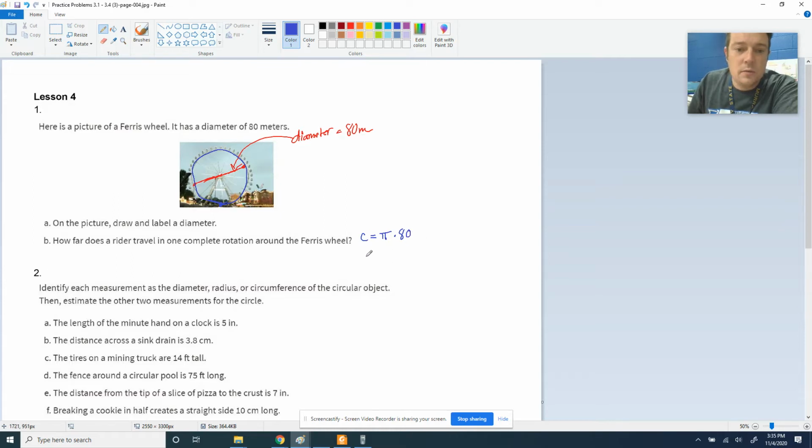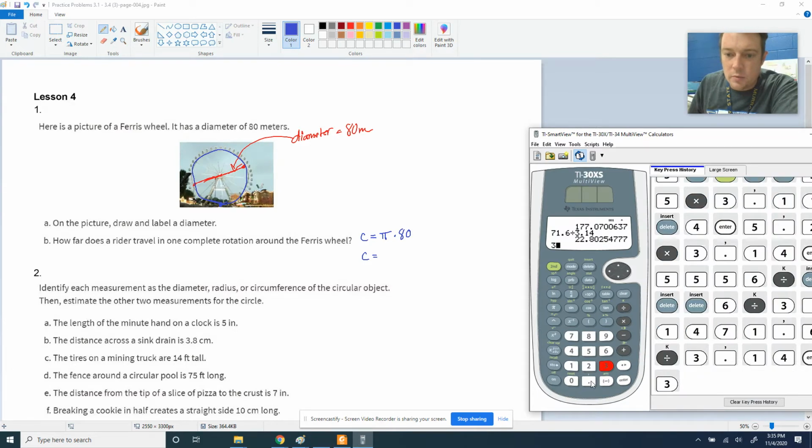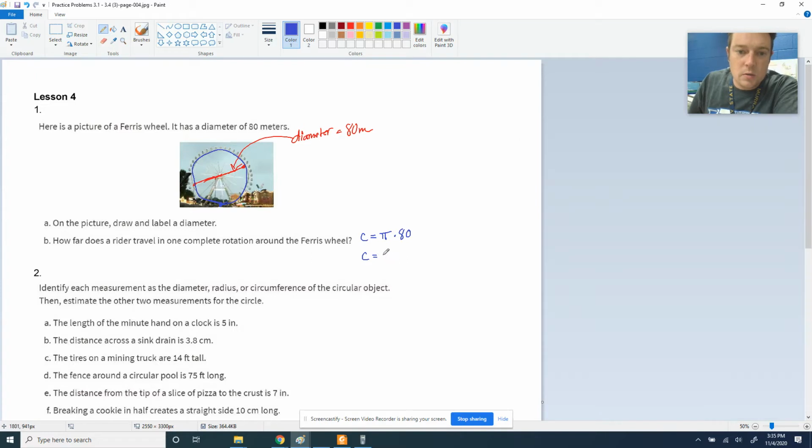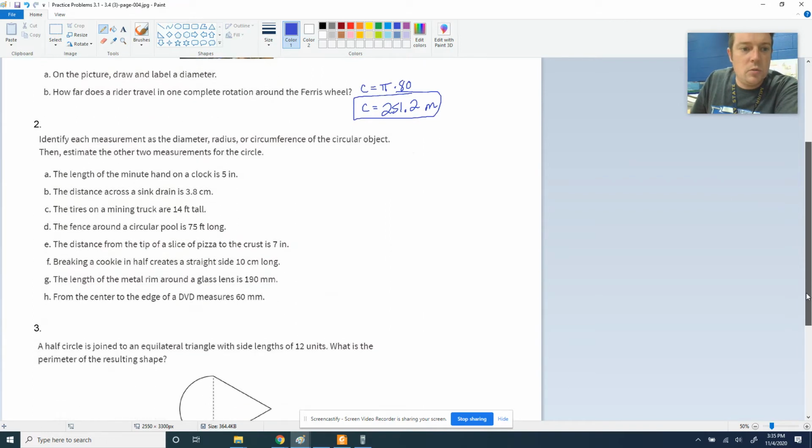So our answer for this will simply be pi, which we type in as 3.14, and we multiply that by 80, which is the diameter of how far it is across the Ferris wheel. And we would expect that person to go 251.2 meters. So 251.2 meters. Pretty easy stuff there for number 1. Let's dive into number 2.